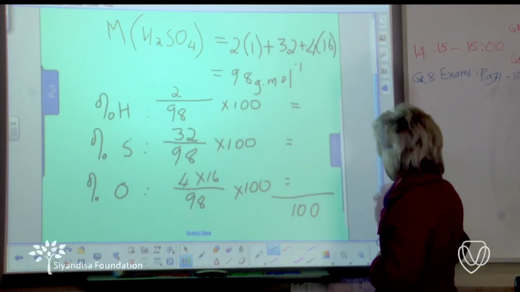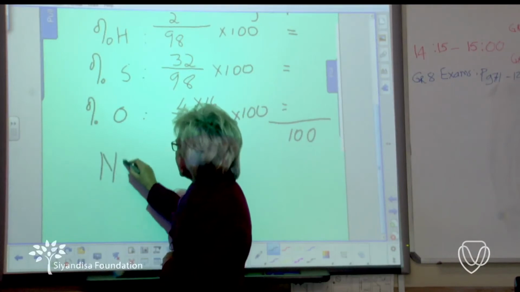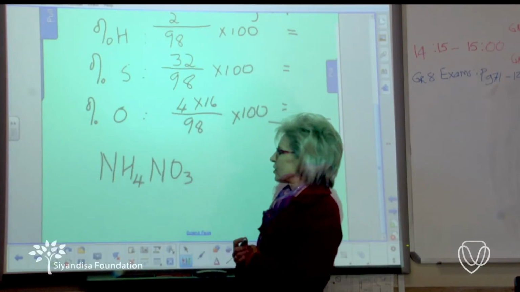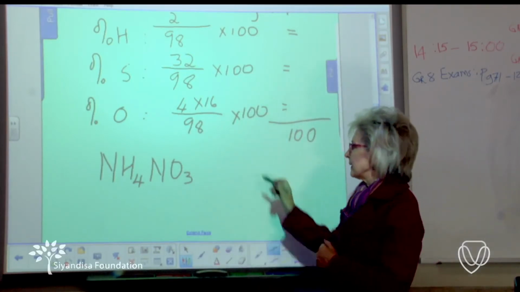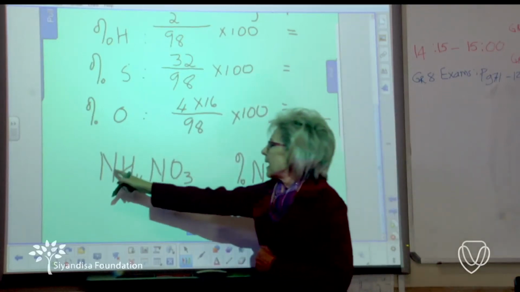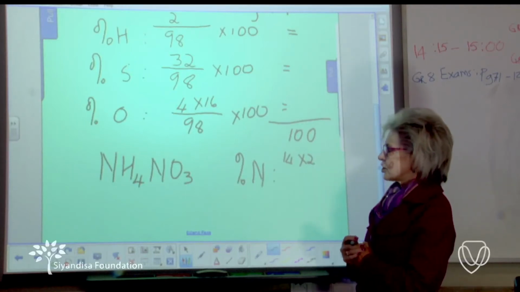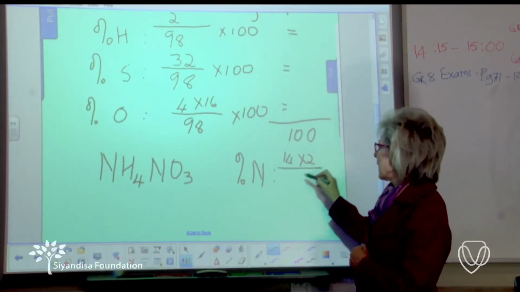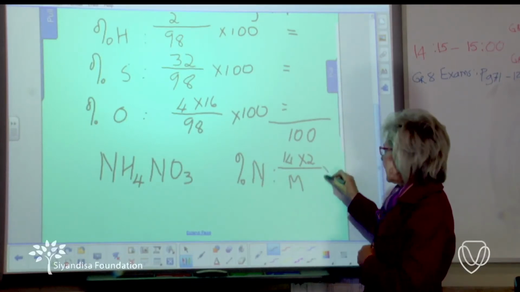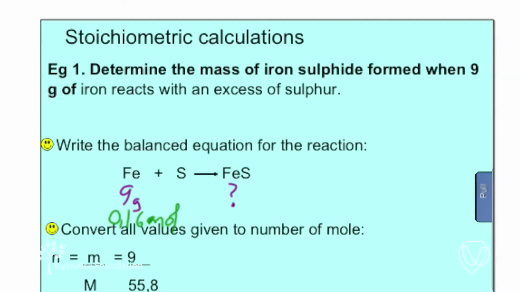You're also familiar with the fact that, let's say we had a formula like NH4NO3, and my question would be, calculate the percentage of nitrogen, then I will times 14 by 2, because there are two nitrogens in the formula, and I would divide it by the molar mass of NH4NO3 and times by 100. Things that we've done in grade 11.